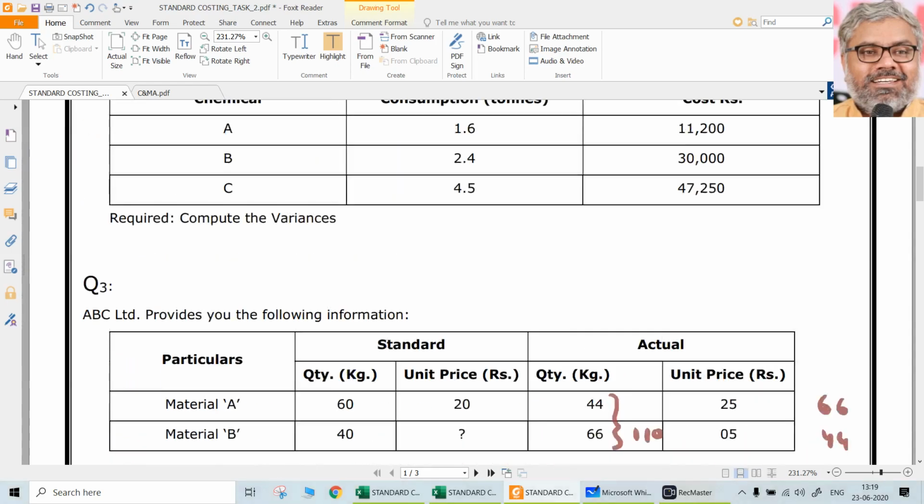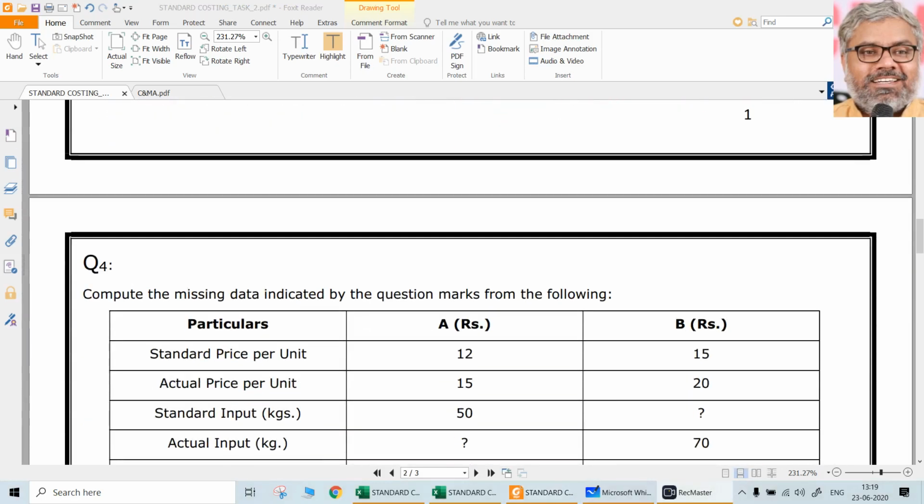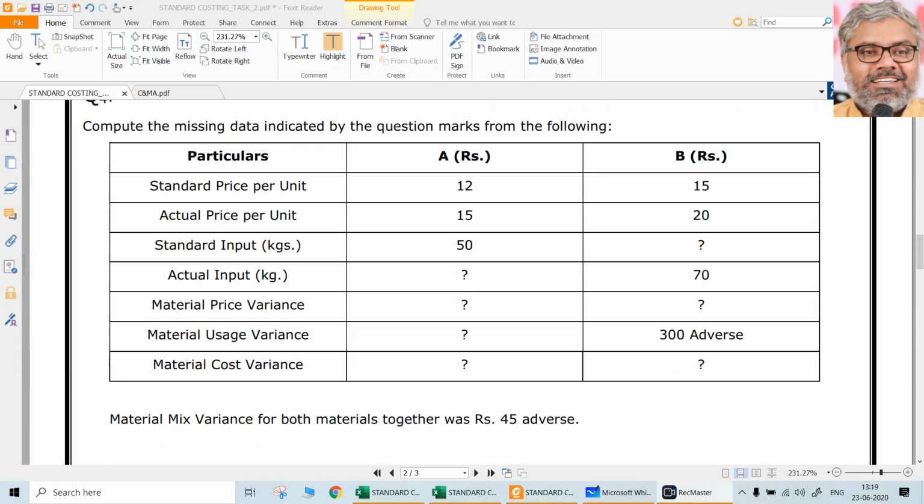That was question number 3. Then question number 4 has some more missing numbers. But again, one by one we have to break them. We cannot print the answer. Whenever there are missing numbers, we have to be very careful putting the data in place for question number 4.